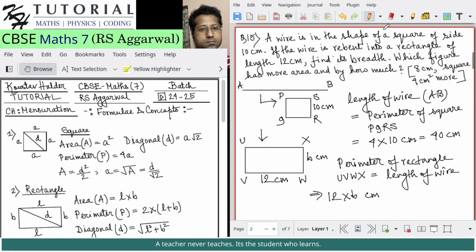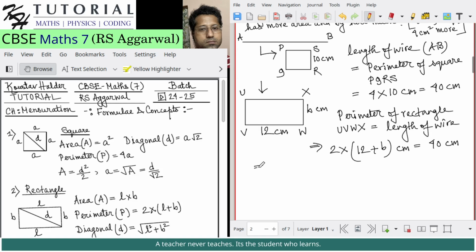So the perimeter will be not 12 into B, but the perimeter of a rectangle is 2 into (length plus breadth). So 2 times (12 plus B) centimeter has to be equal to the length of the wire, which we have already computed to be 40 centimeter. So if I ignore the units, I have 2 multiplied by (12 plus b) is equal to 40. So this is the linear equation in B. We can easily solve it.